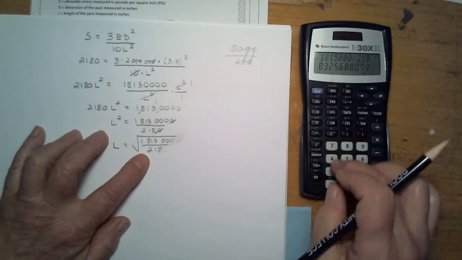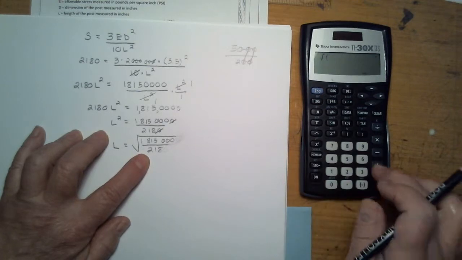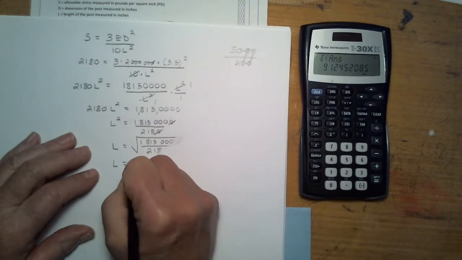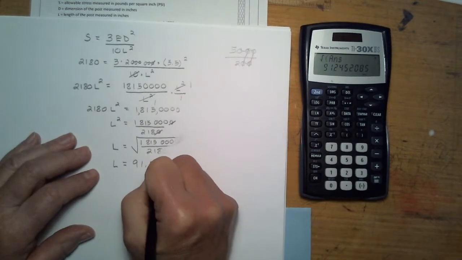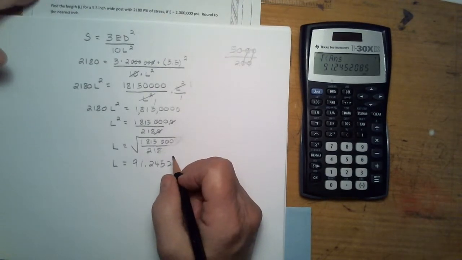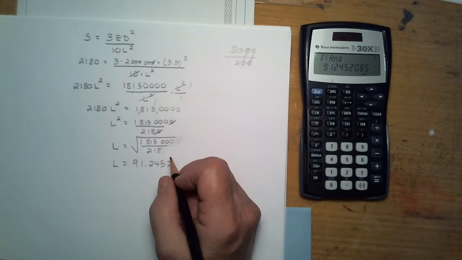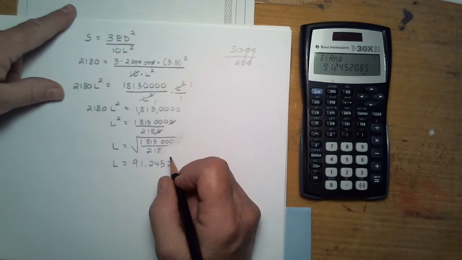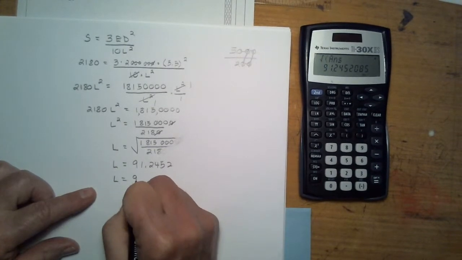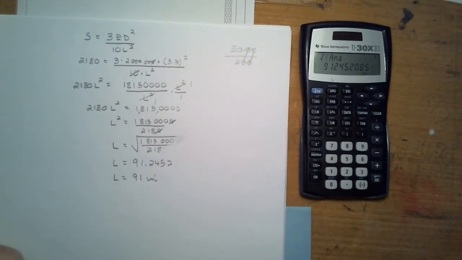So it's second square root, second answer, and L is equal to 91.2452. It says round to the nearest inch. I'm going for L, and it's in inches. L is equal to 91 inches. That's what I think my answer is. So I'm going to assume that we're correct, and I'm going to check this again offline. If it's wrong, I guess I'll be redoing this video.